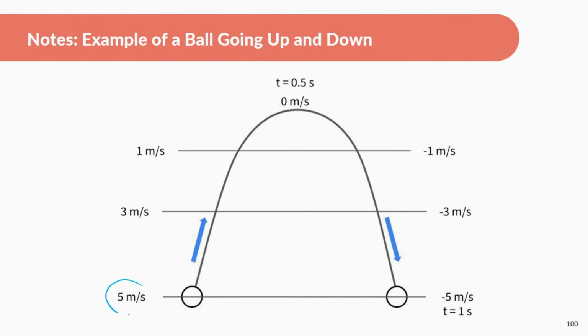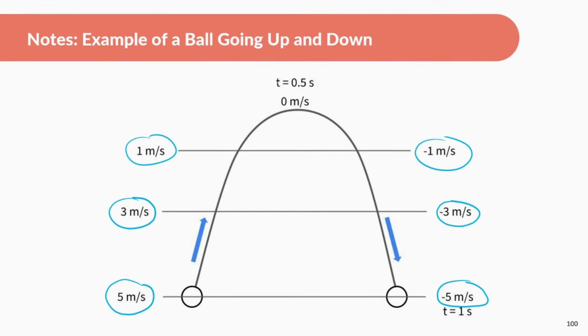If it's thrown at 5 meters per second, it'll be negative 5 meters per second on its way back down at the same point. At this point, it'll be going slower, 3 meters per second. But over here, it's getting faster and faster, going down at negative 3 meters per second. This side, 1 meter per second, negative 1 meter per second, and so on. If it takes 0.5 seconds to go all the way up, it'll take a complete second to go from where it started to where it ended. So just a little bit of notes.